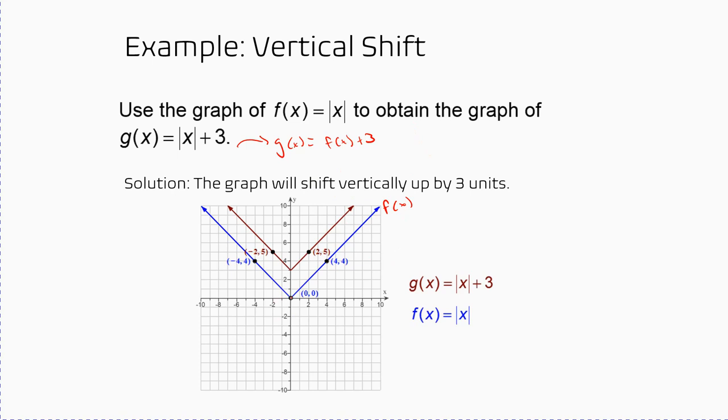If you look at these points here, here's 0, 0. You're going to add 3 to it. So the new turning point is going to be the point 0, 3. Similarly here, this is the point 2, 2. When you add 3 to the y, it becomes 2, 5. Over here, negative 2, the absolute value of negative 2 is 2, plus 3 is 5. So you're literally just moving every point of the graph up 3 units, and that's it.